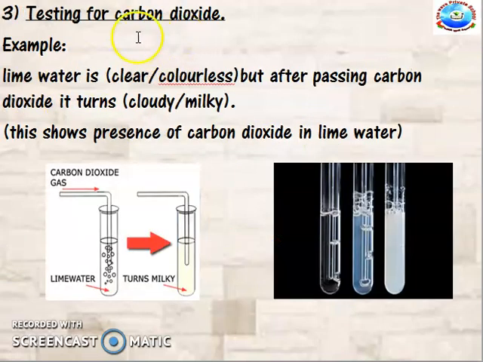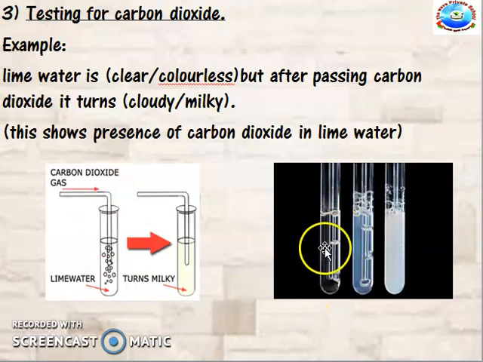Now we are going to see the testing of carbon dioxide. Yes, students, we have learned about carbon dioxide in the last semester also. Now we are going to see how we can identify carbon dioxide. For example, there is a test tube, and in this test tube there is lime water. So when we pass carbon dioxide in this lime water, first of all let us see this image.